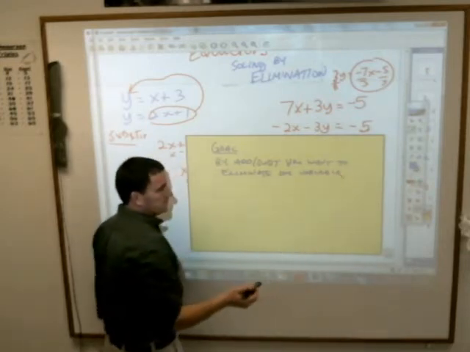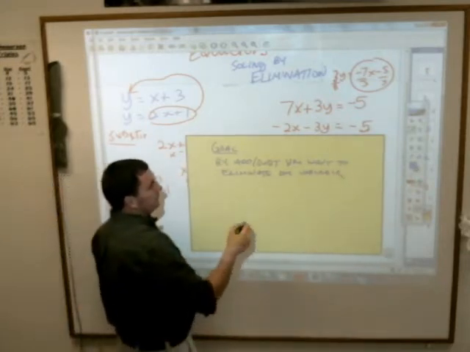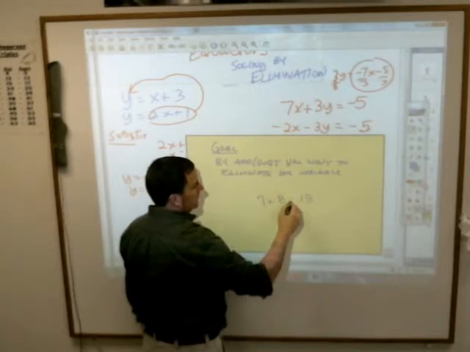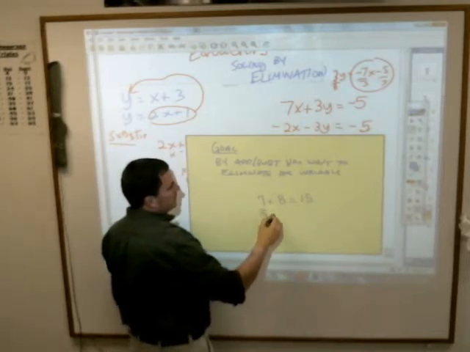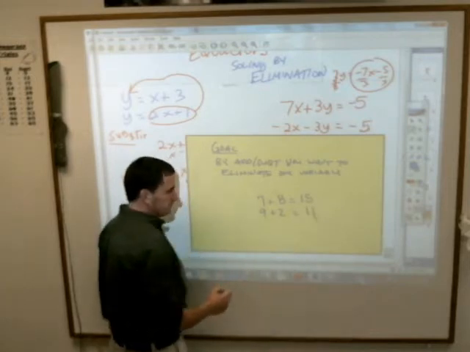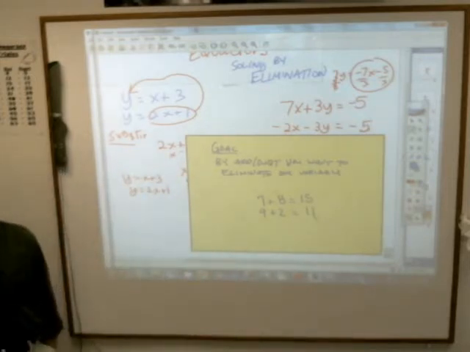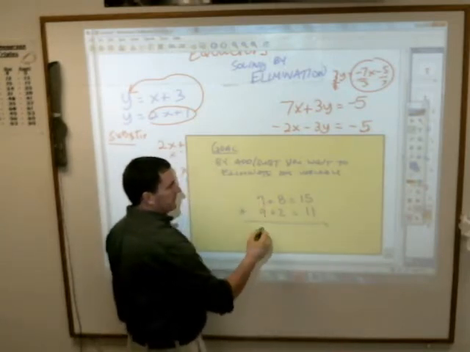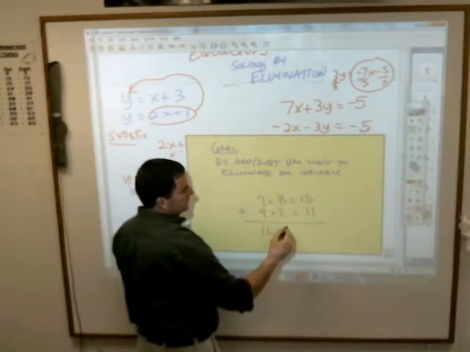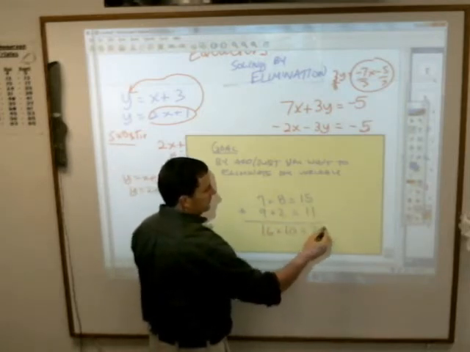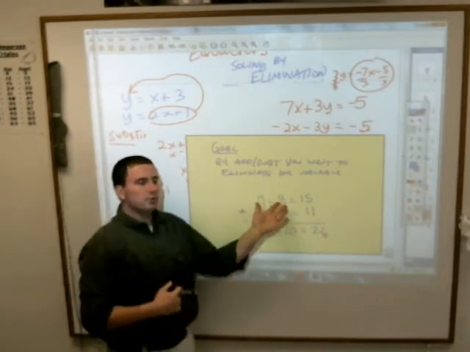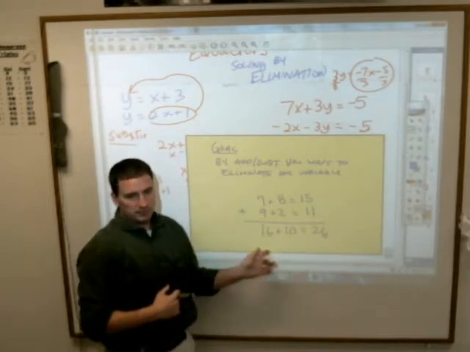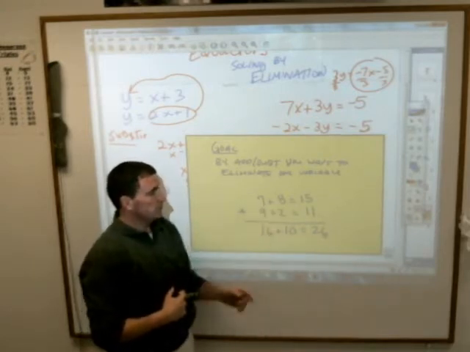And it's based on this one simple fact. Check this out. If you have 7 plus 8 equals 15, correct? And 9 plus 2 equals 11. If you add these two equations together, 9 plus 7 is 16, 8 plus 2 is 10, and 15 plus 11 is 26. If you add two equations together, you get an equation that's true in the end. In other words, this equation is true just like those two are true.